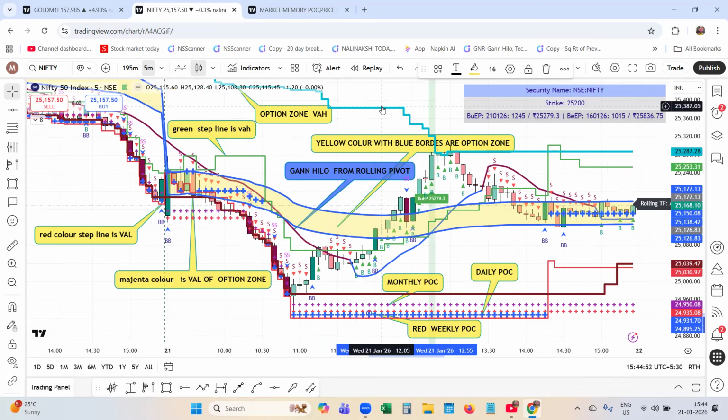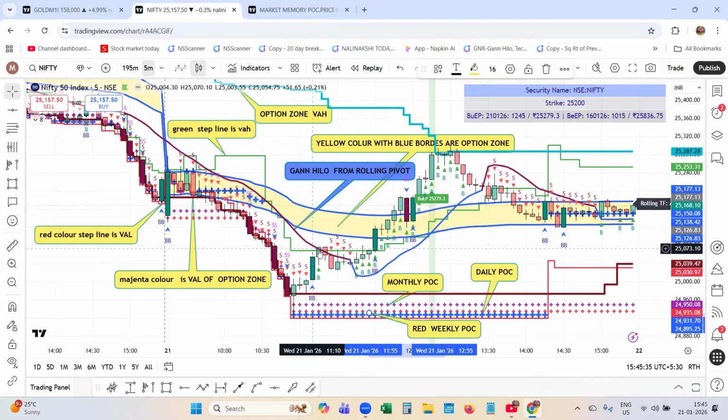The option zone is this blue color, and this magenta color is the option zone value area. Here the market started rejecting, and the value area high of the daily POC came here. Price interacted with that and came down and started moving. Gann Hilo turned blue. The trend was shifting, reversing, and finally around 11:55, there was a signal.